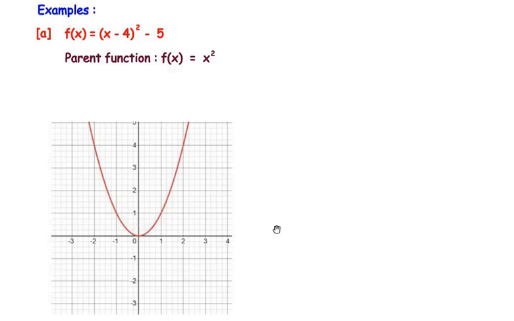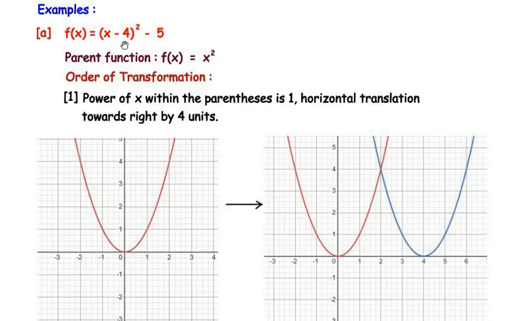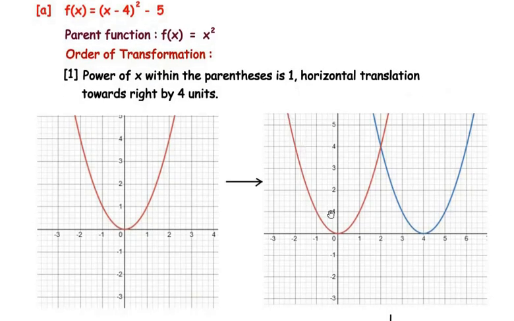Now let us start with the sequences. The step number 1 being checking out the power of x within the parentheses. So within the parentheses we have the function x minus 4 and the power of x is 1 over here. So here we have written power of x within the parentheses is 1. So we have to apply the horizontal translation, that is, the parent function is going to be horizontally shifted towards the right by 4 units. So here we have shifted the original parent graph, which was in red, by 4 units towards the right.